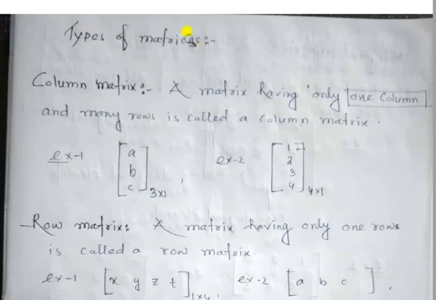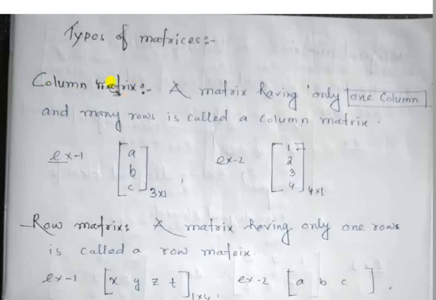Now, types of matrices. There are many different types of matrices depending on their number of rows, columns, and their number of elements. One is a column matrix.